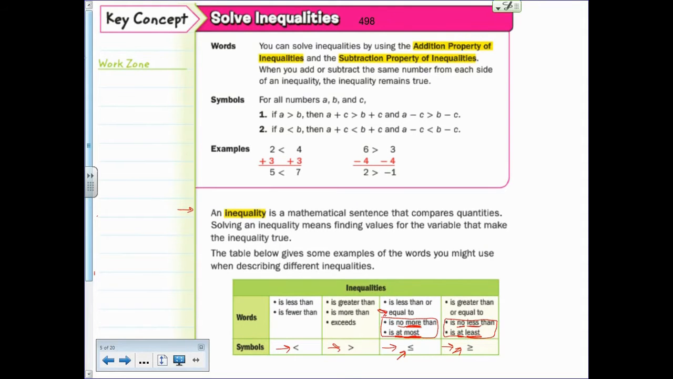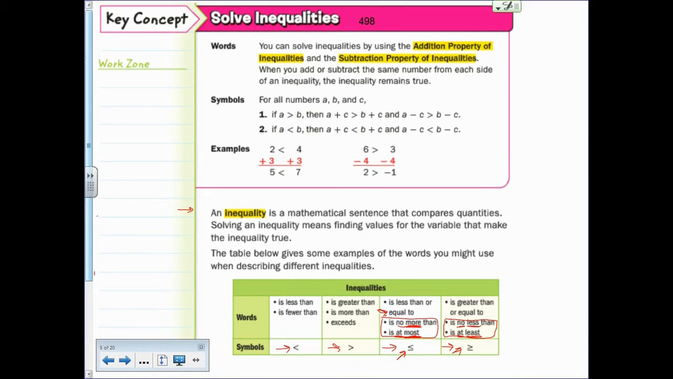Now let's go back up to the purple box. It says you can solve inequalities by using the addition property of inequality. If you remember back, we had an addition property of equality. It says you can also use the subtraction property of inequality. Well, we had a subtraction property of equality.